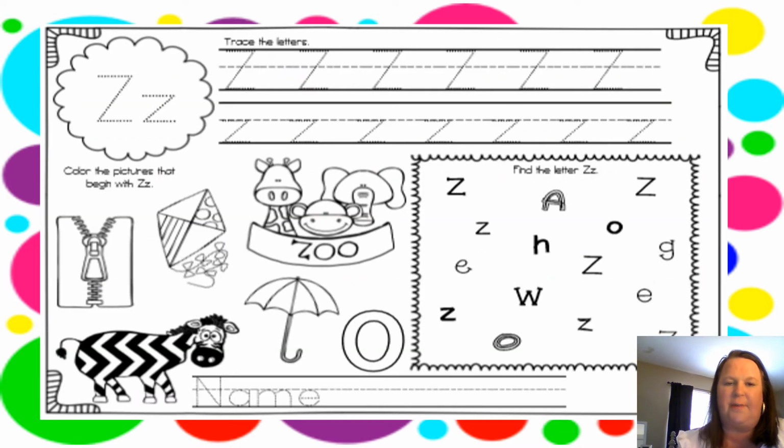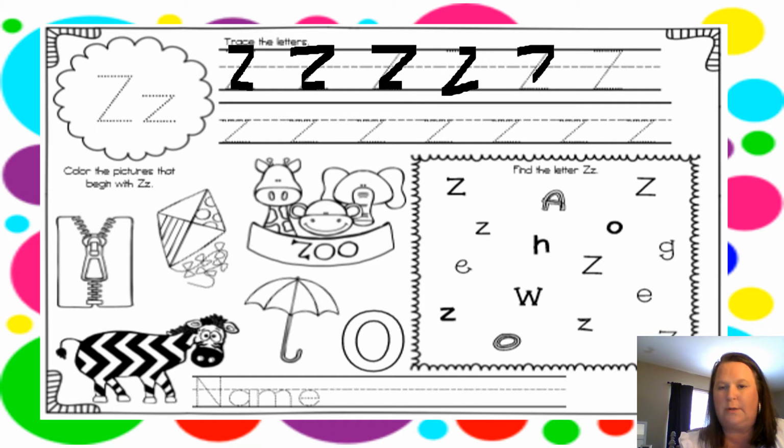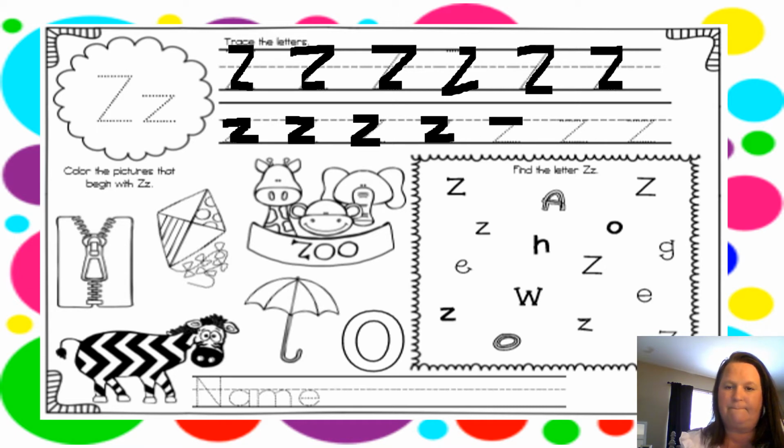All right, you're going to get your pencil and you're going to trace the Z's just like I showed you on the manuscript paper. Just like that. It's kind of hard for me. Try to stay on your lines. Just follow the dots. Lowercase. Okay.